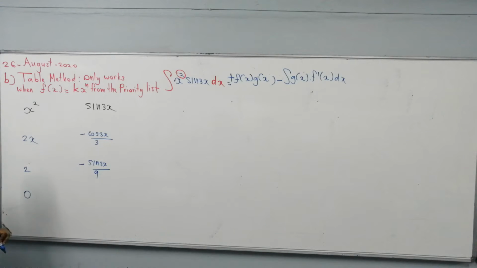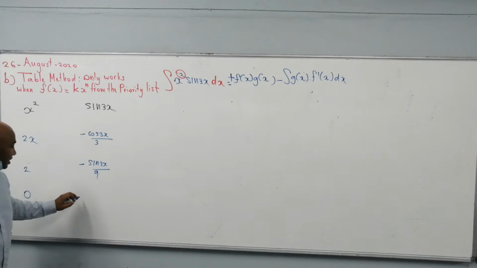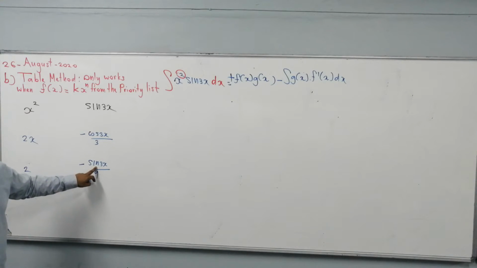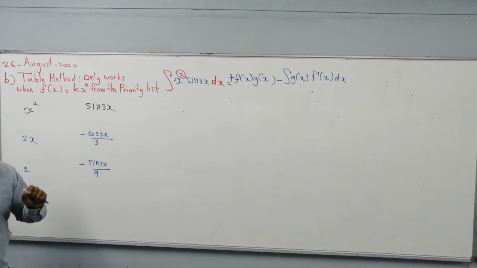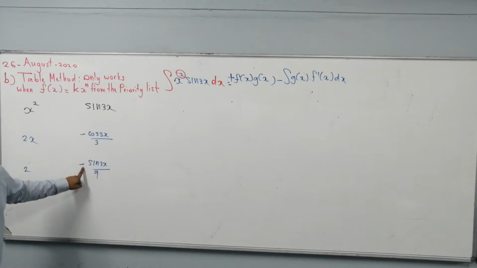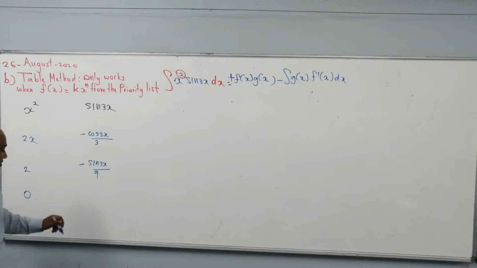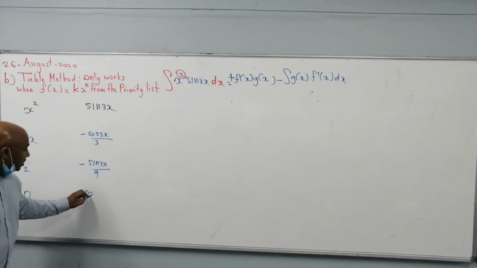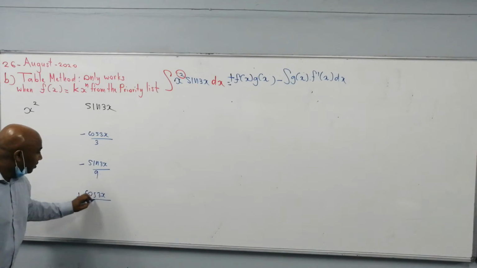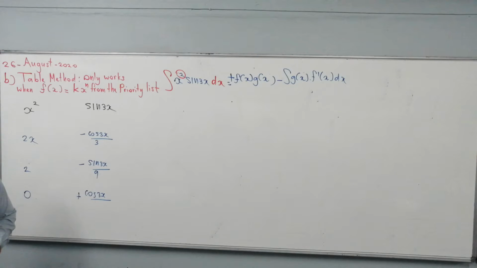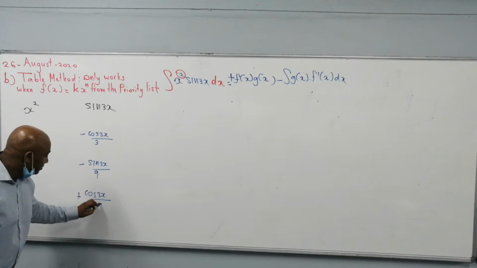Alright. Now, last one here. I need to integrate sine, so when I integrate sine, it's going to be a minus cos. So the minus that's already here, and the minus that you get from integration will give you a plus. Clear with that? That's going to be cos 3x all over what? Over 27. Okay.